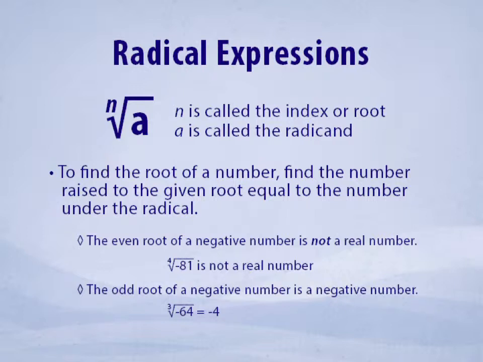The even root of a negative number is not a real number. For instance, if I had the fourth root of negative 81, this number is not a real number, so there's nothing that we can do to show a real answer. The odd root of a negative number is a negative number. If we have the third root of negative 64, then the answer is negative 4. Remember, if you take the even root of a negative number, the number is undefined.